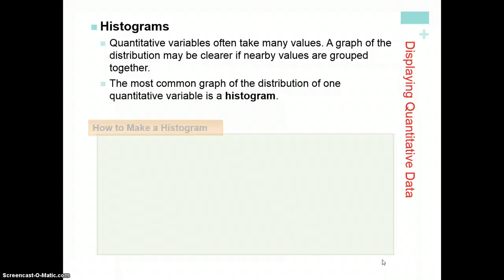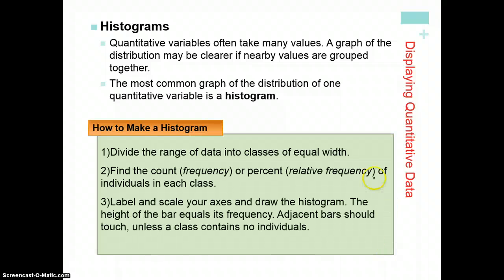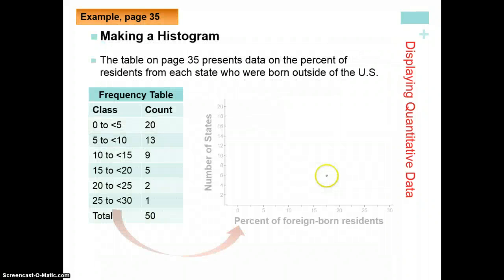So last is histograms. So this is how you make a histogram. The weird thing about a histogram is it looks like a bar graph, but it's not. We divide it into classes. So if you have a class from 0 to 5, it's going to be all the values that fall into that category. We have counts, which the example we'll use on the next slide are counts, and then we can convert those counts to percents, and I'll show you how we can do that. And those are in terms of frequency and relative frequency. So we'll talk about that a little bit more in a sec.